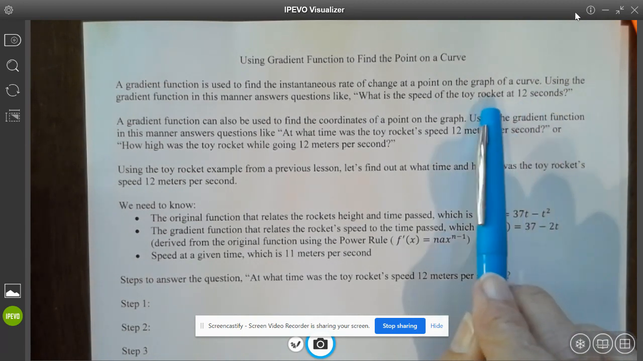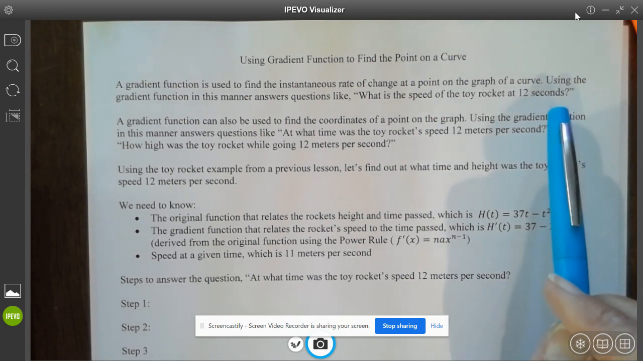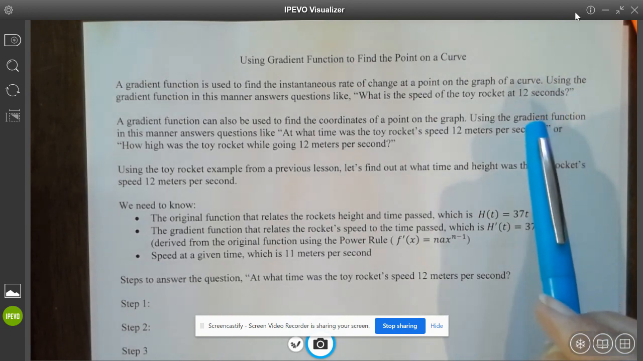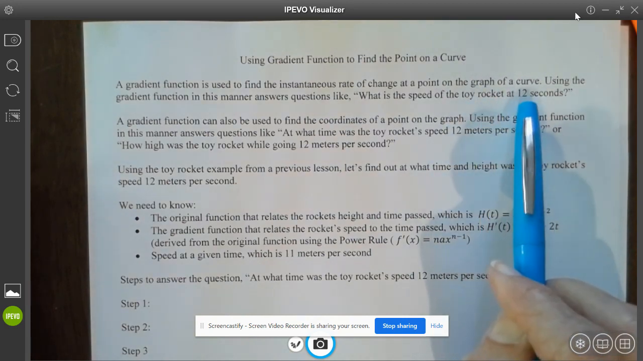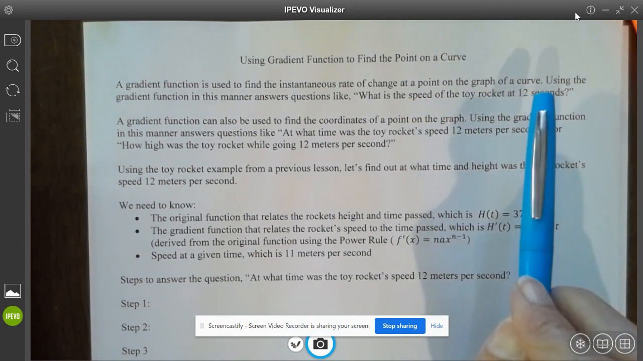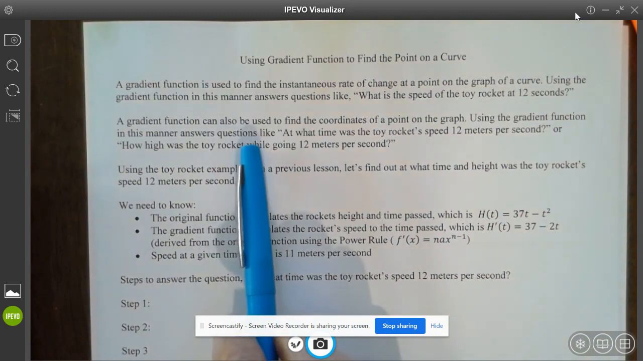I used the toy rocket example in my Zoom meeting of a couple of weeks ago, which was also posted on last week's summary of the April 30th meeting if you want to review that. So the toy rocket example is what I'm going to continue with. The gradient function will tell me the speed based on time. There's another great way to use a gradient function.